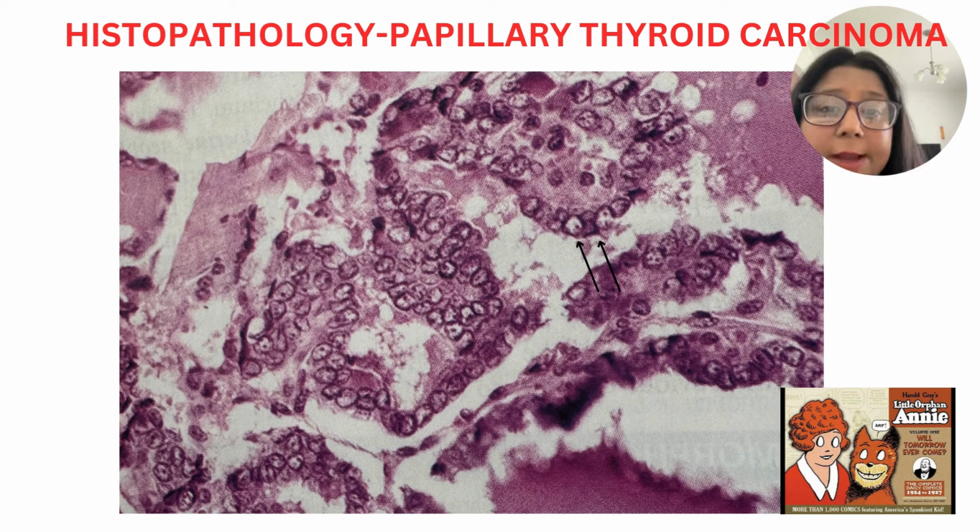If you go to high power, you can appreciate the nuclear features, and you can see here optically clear nuclei of the thyroid neoplasm, which are also known as Orphan Annie nuclei, based on a cartoon character. Also, you can appreciate here and there nuclear grooves. Other features which you can appreciate on histopathology of papillary thyroid carcinoma are psammoma bodies and thick colloid.